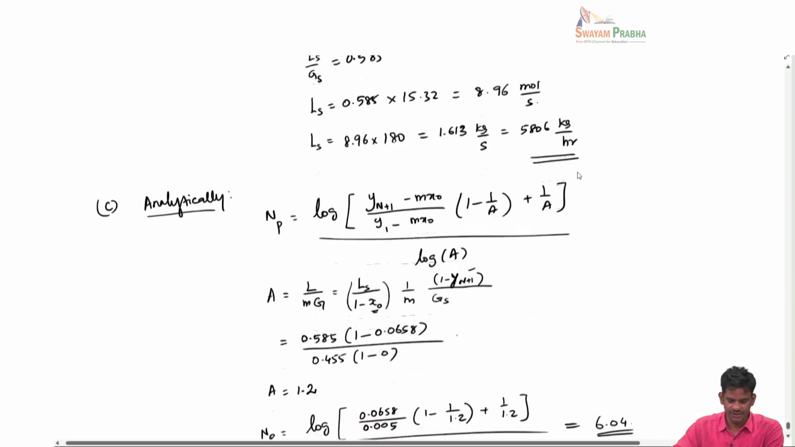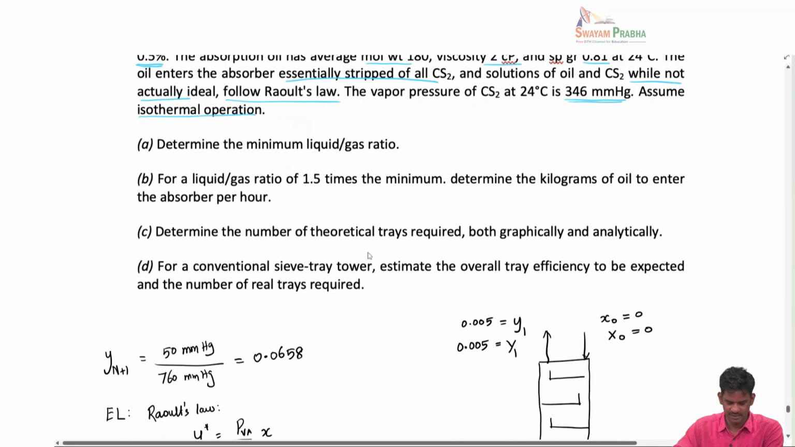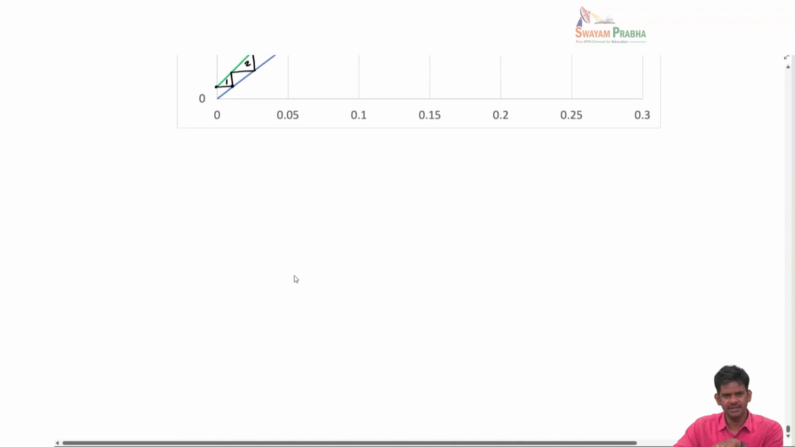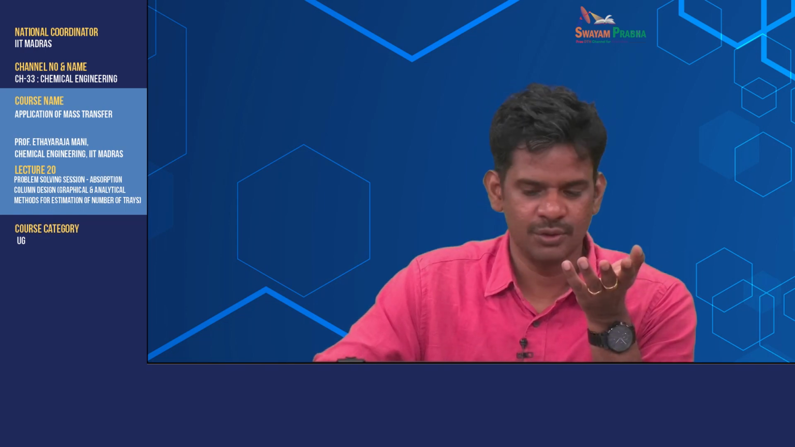So the final part of the question was to find out, for a conventional sieve tray tower, the overall tray efficiency to be expected and the number of real trays required. We have found only the number of theoretical trays or stages analytically and graphically, but to calculate the real trays, we need to know the overall stage efficiency. In this problem, information such as the column height, liquid height, mass transfer coefficient, or interfacial area is not given. So we are going to use an empirical way of finding the overall efficiency.